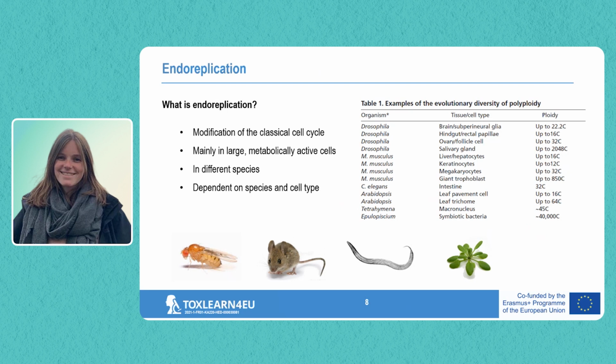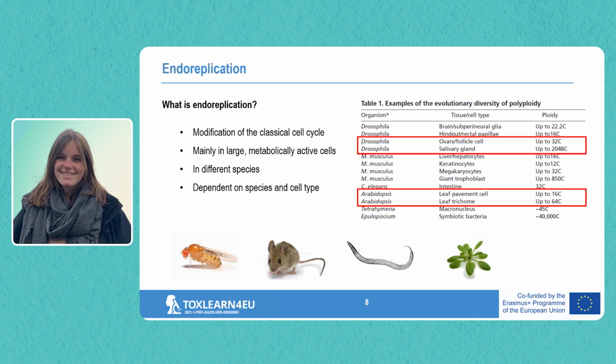But whether we find it in certain cell types or not depends both on the species, but also on the cell type. And you can see some examples here in the table on the right. So in Drosophila fruit flies, for example, we can see that the ovary cells can reach up to 32C, but then there are certain cells in the salivary glands which can reach ploidy levels up to 2048C. So that's super high. So they have a very high DNA content.